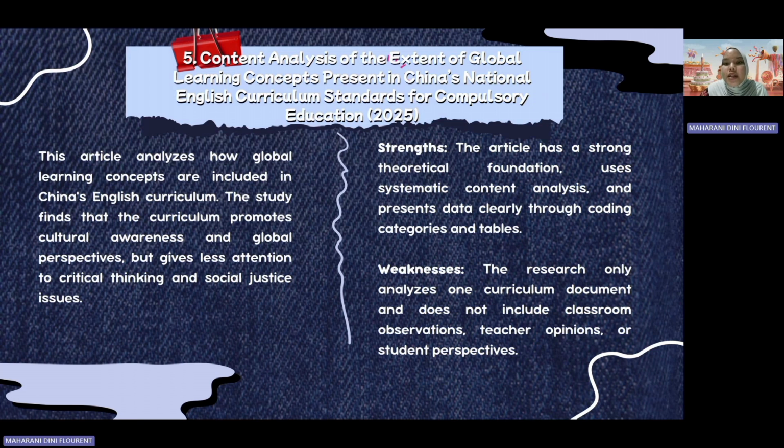The strength of this article is its strong theoretical foundation and systematic content analysis method. The researchers present the data clearly using coding categories and tables. The weakness is that the study only analyzes one curriculum document. It does not include classroom observation or perspectives from teachers and students, which could provide a more complete understanding.